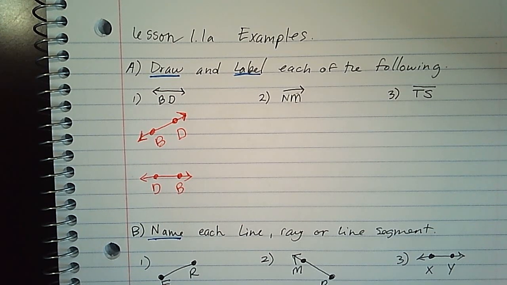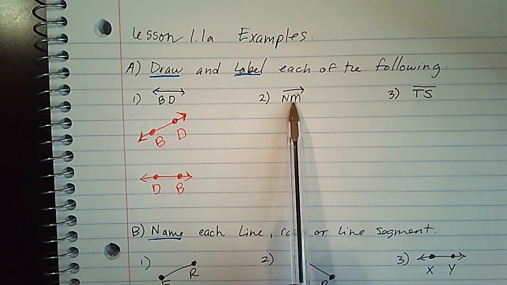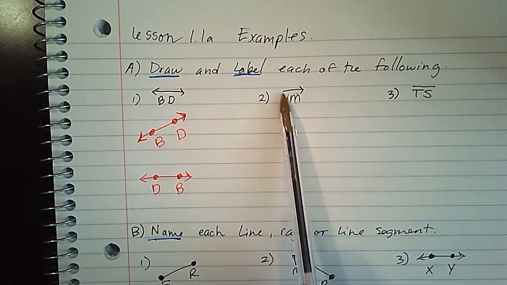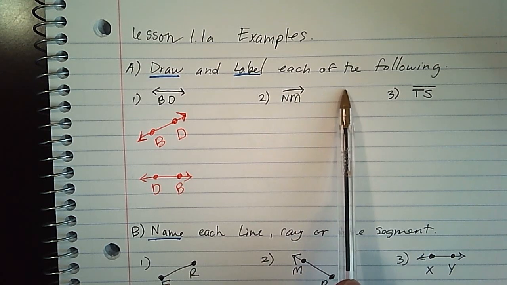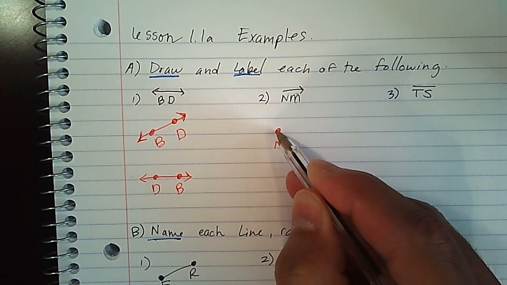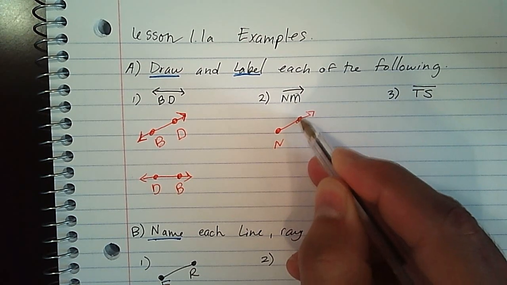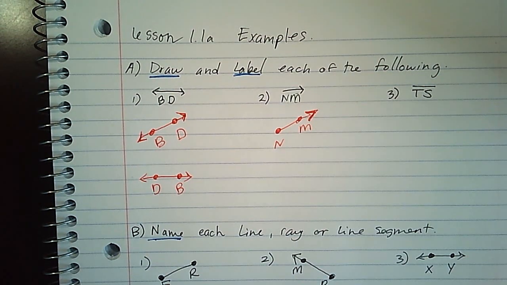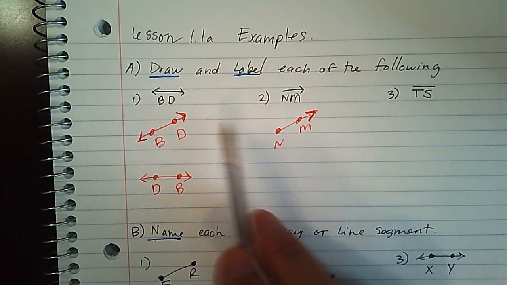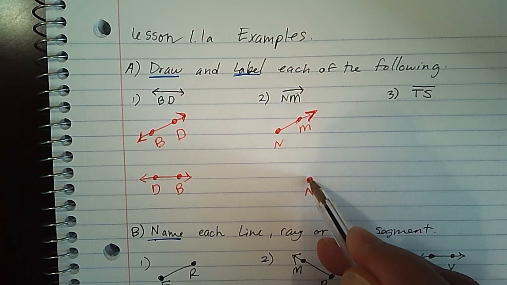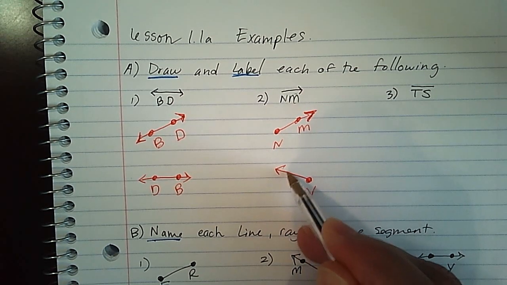Okay. So for 2, this is ray NM. Now this one's different than number 1, because this one does matter. This is kind of telling me it starts here and it goes in this direction. So it starts with N and it goes forever towards M. Now the direction that it goes doesn't matter. What matters, let's say if I want to make it move to the left, is it starts here, again it's starting at N, and it goes towards M.